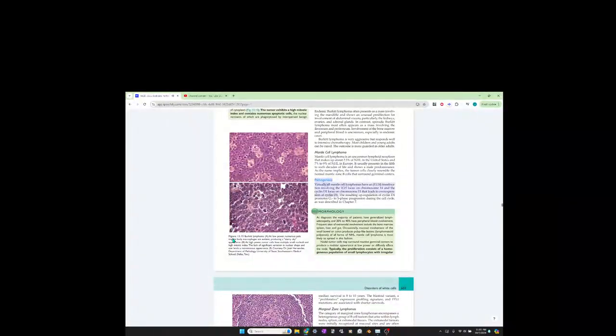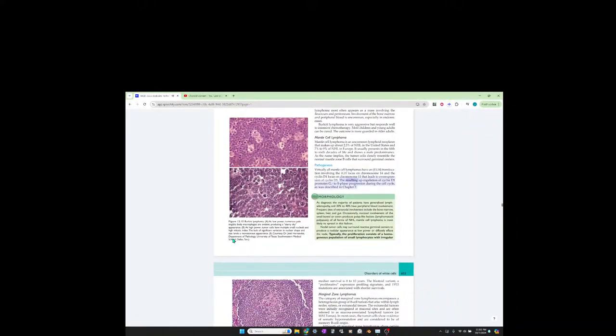Pathogenesis. Virtually all mantle cell lymphomas have a translocation involving the IgH locus on chromosome 14 and the cyclin D1 locus on chromosome 11 that leads to overexpression of cyclin D1. The resulting upregulation of cyclin D1 promotes G1 to S phase progression during the cell cycle, as was described in Chapter 7.